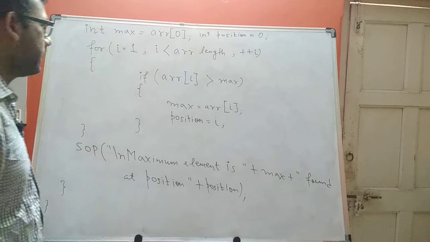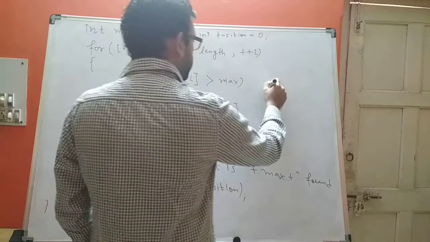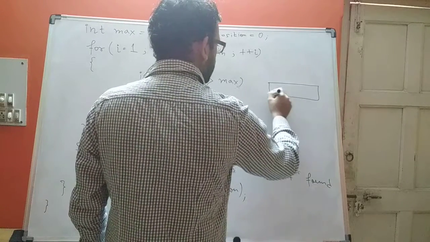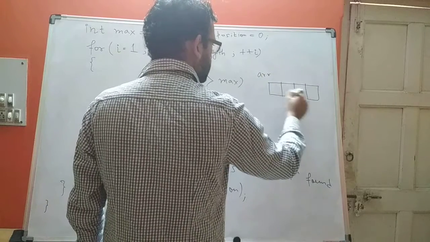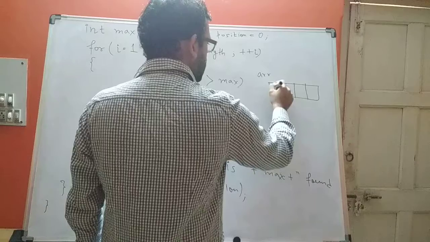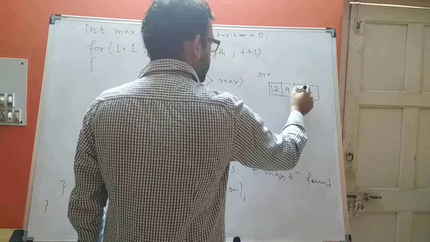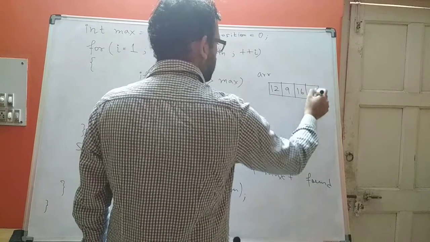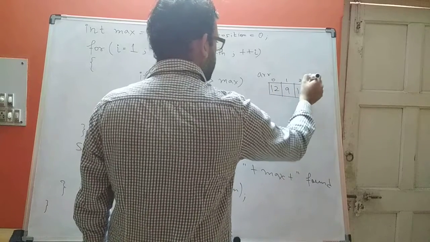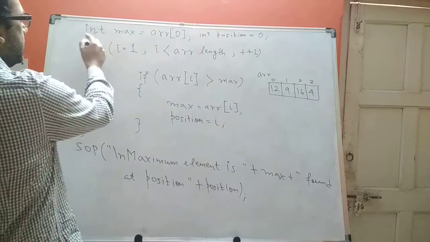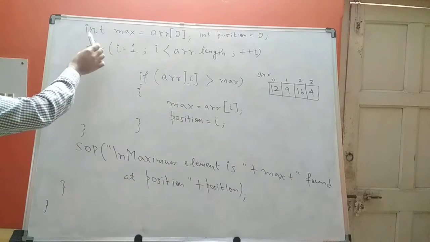Now let's do a dry run. We'll not stop here. Let's say I have an array. The name of the array is arr and it contains 4 elements. Let's say the elements are 12, 9, 16 and 4, and the indices are 0, 1, 2 and 3. Okay, so let's do a dry run. Let's go line by line, step by step, statement by statement.